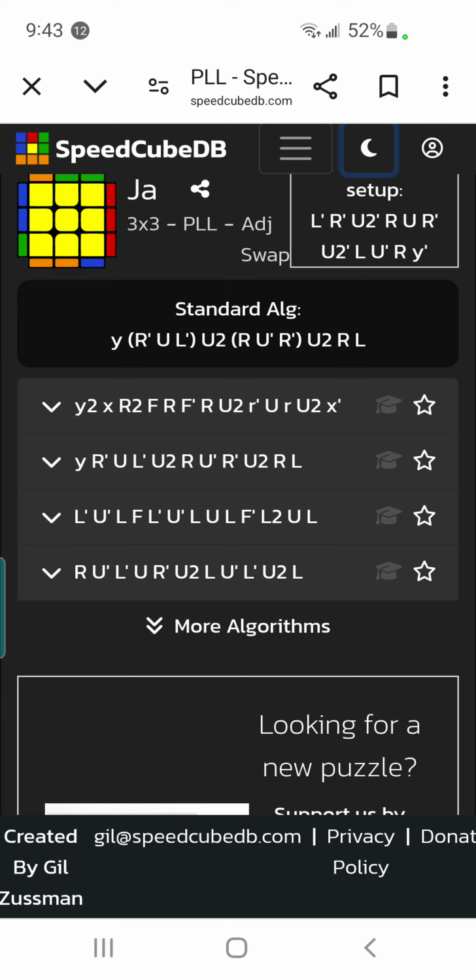So now hold the blue face up. R2, F, R, F prime, R, U2, wide R prime, U, wide R, U2, X. And then rotate back up to the blue face. Okay. Now do the same thing over and over again until you get back to the solved state.